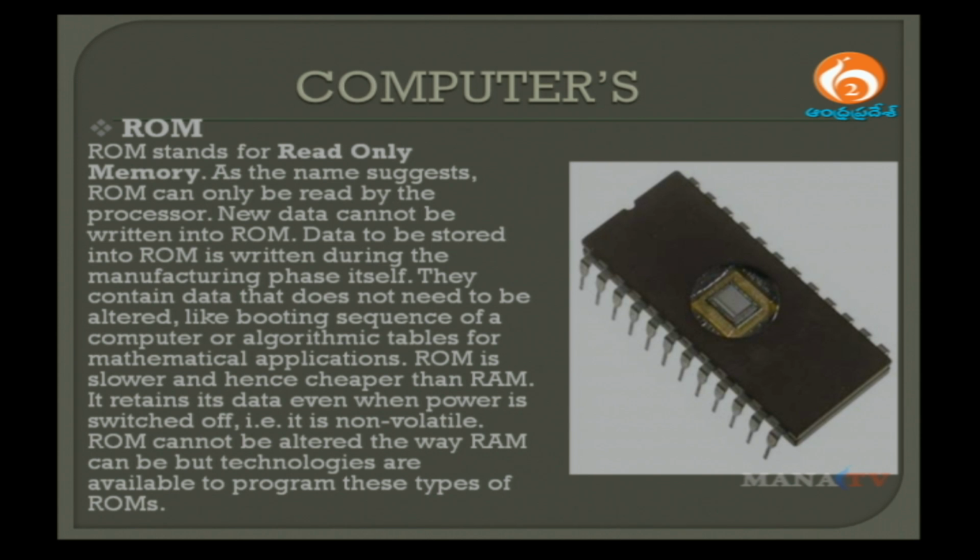They contain data that does not need to be altered, like the booting sequence of a computer, or algorithmic tables for mathematical applications. ROM is slower and hence cheaper than RAM. It retains its data even when power is switched off, that is, it is not volatile. ROM cannot be altered the way RAM can be. Technologies are available to program these types of ROMs.